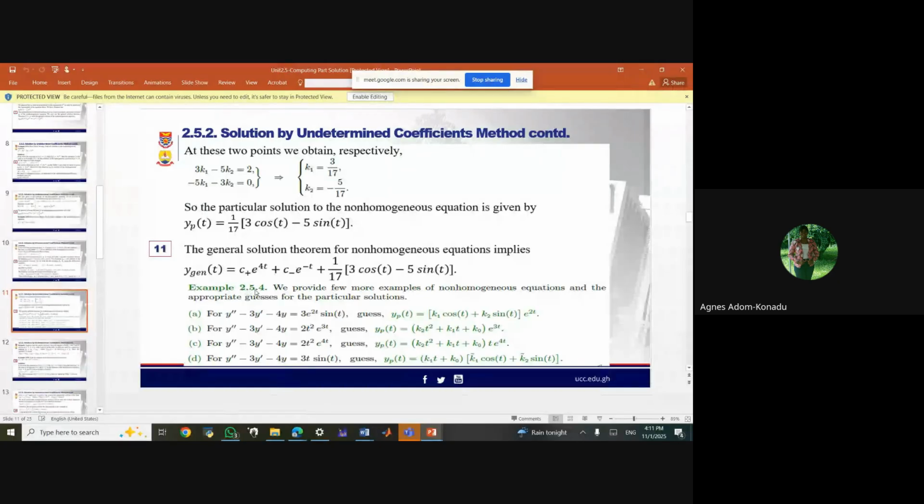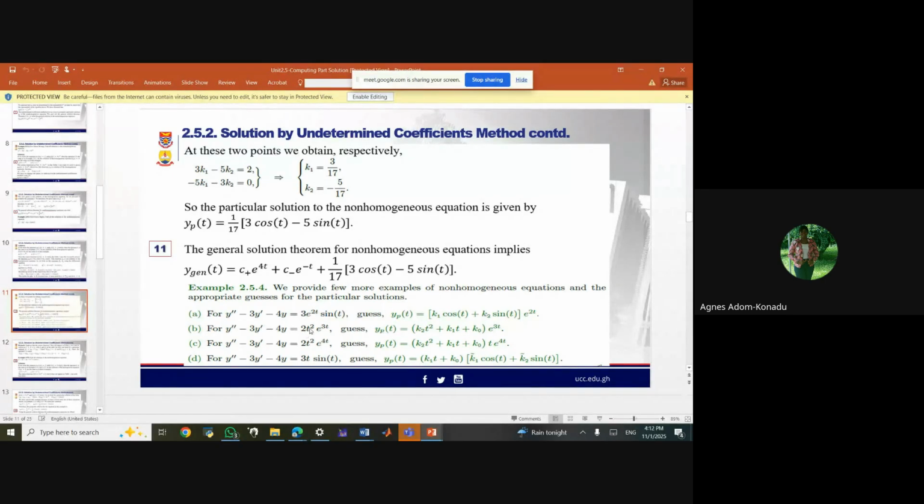Example 2.5.4, we provide a few more examples of non-homogeneous equations and the appropriate guess. So these are also non-homogeneous equations, and these are the appropriate guesses. This one, this will be the appropriate guess, and so on. So this one is a combination of exponential and then trig. And we know that when you have exponential and trig, the trig will be K1 cos t plus K2 sin t, and then the exponential will be e to the power 2t. Since we have K1, K2, you don't have to bring K again.